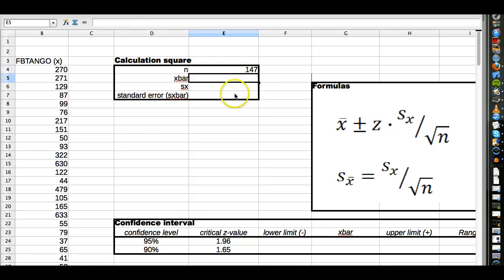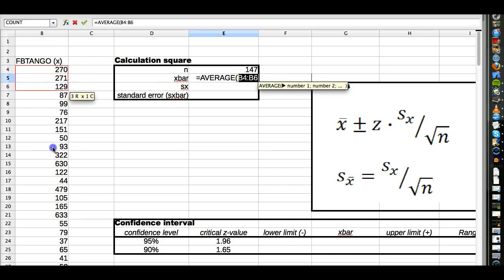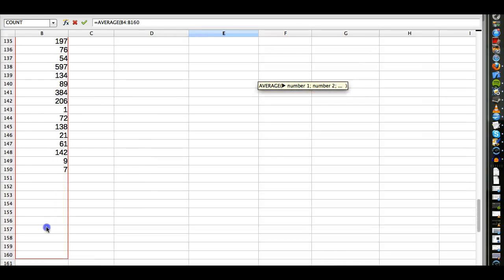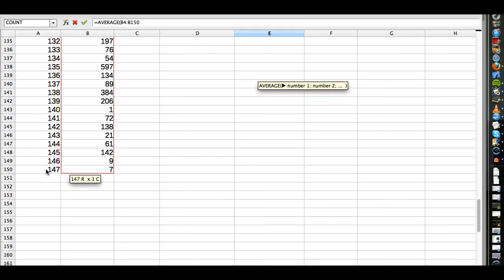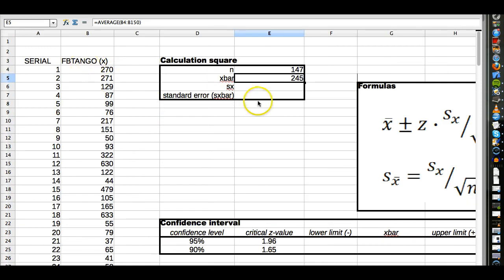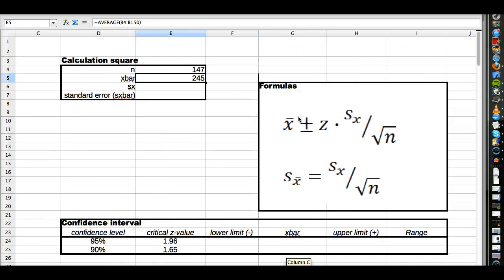Pretty okay sample. The average number of Facebook friends that they have, well, we're going to need that because that's what we're guessing. Select my data as before. Close that parenthesis, and I find that on average, our guess is that a Tango Dancer has 245 Facebook friends. So this is this part of the formula.